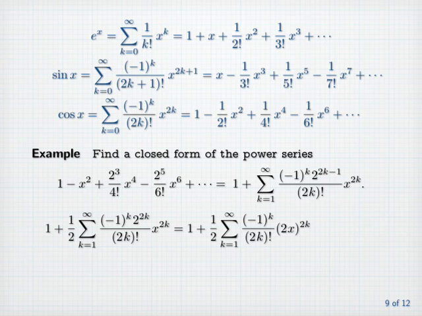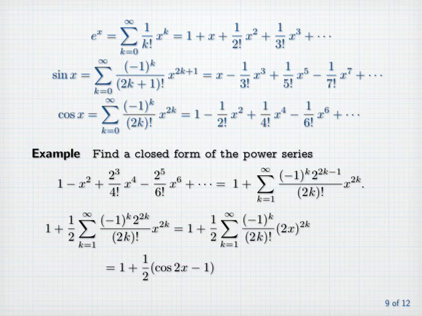Now notice that that sum is the series for cosine x with x replaced with 2x, except the k equals 0 term, or the constant term 1, is missing. So that sum is equal to cosine of 2x minus 1. So a closed form for our power series is 1 plus 1/2 of cosine of 2x minus 1.